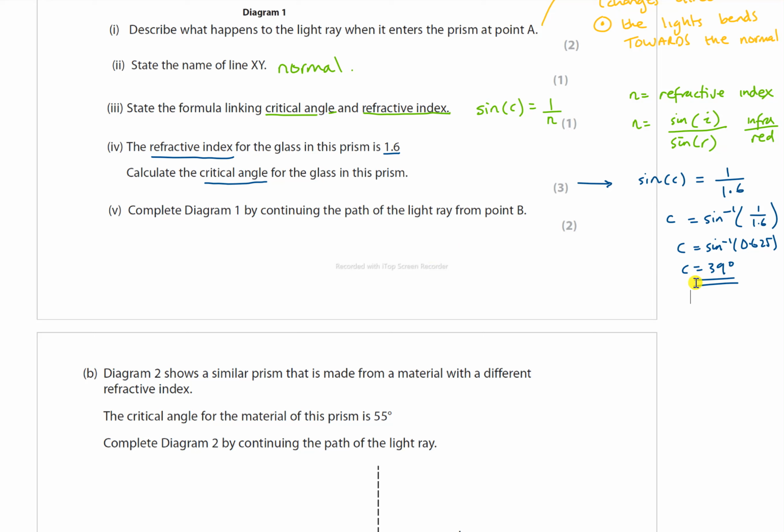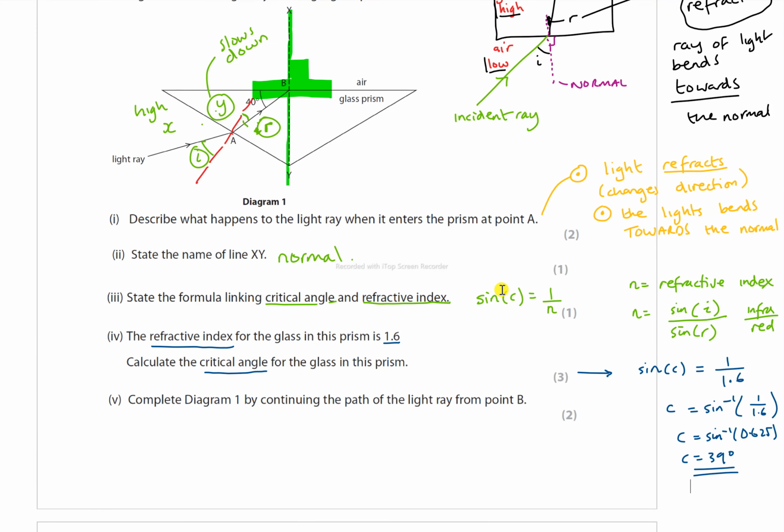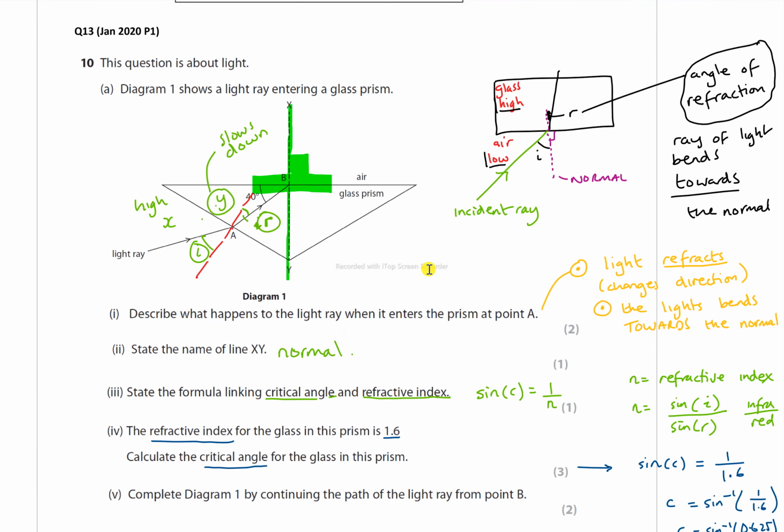Right, so we know the critical angle is 39 degrees. This is the key now. So this is where they're going to differentiate your grade. They're going to say, yep, this person understands what's going on. Right, how do we do that?